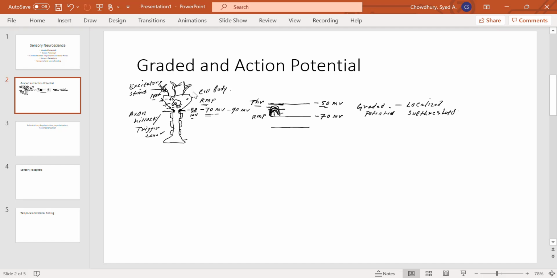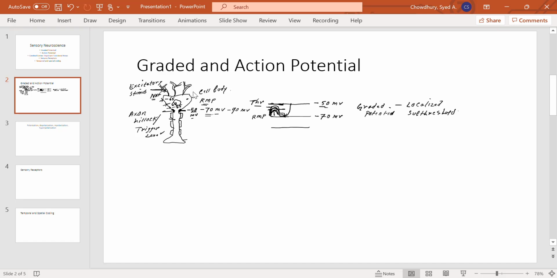Okay. Now, if the stimulus can move the membrane potential to the threshold, like here, you give the stimulus here from the resting membrane potential, the membrane potential can reach the threshold, -50, then the ion channels at the trigger zone or axon hillock will be activated and open abruptly. That is called the voltage gated sodium channels.